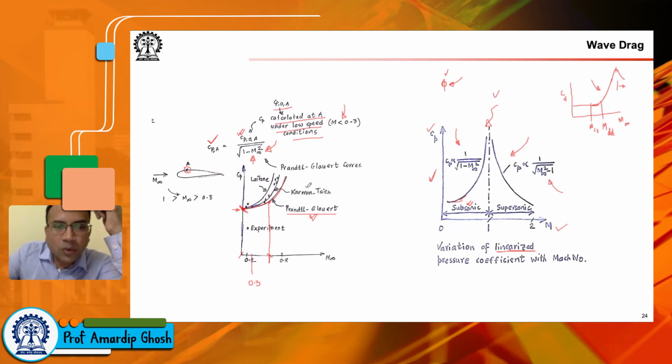There are some more advanced and, I think, a little bit complicated looking fits, like the Karman-Tsien fit and the Laitone fit. I think the Karman-Tsien is the one that is widely used in aircraft manufacturing centers. But the Prandtl-Glauert, because it follows the theory as well, is something that is of interest. So as you can see, your Cp actually is influenced by Mach number.